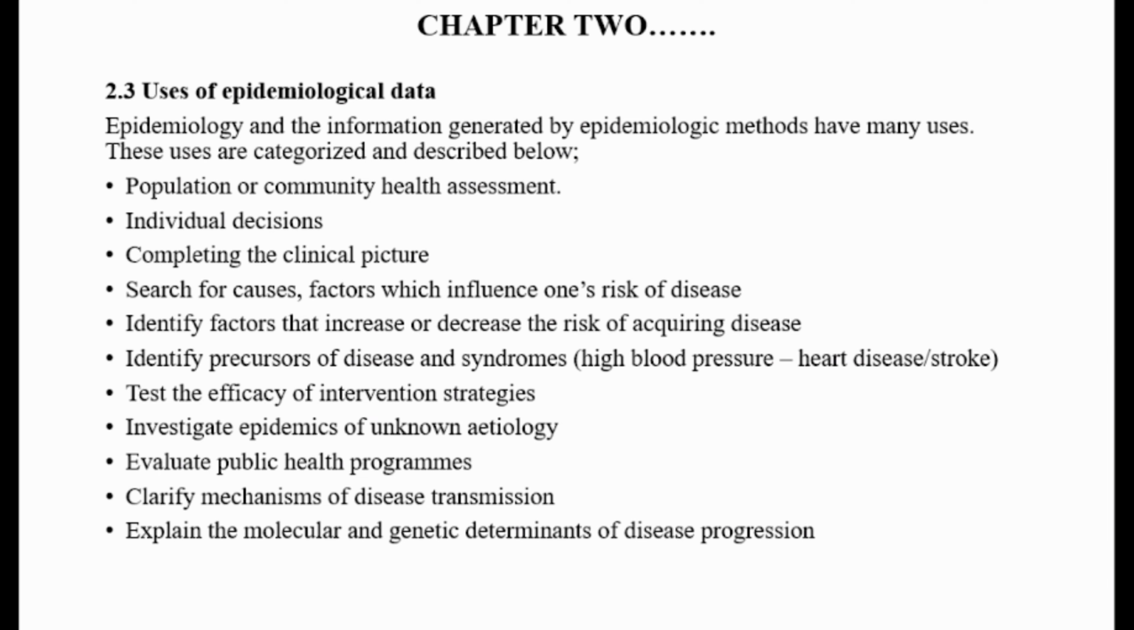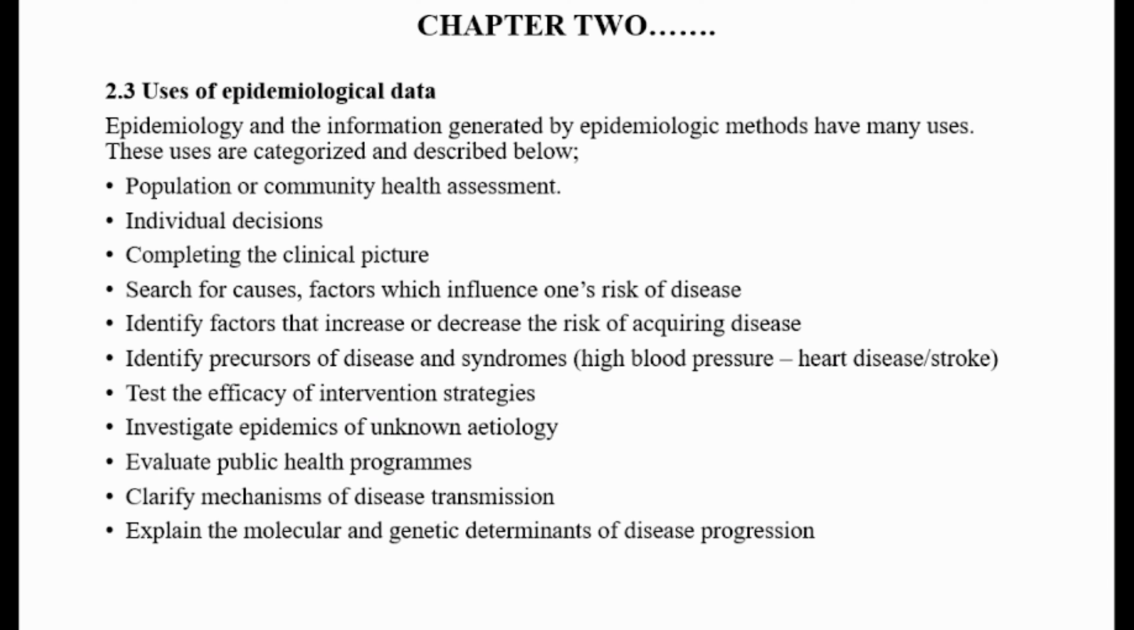Another use is in search of causes, factors which influence one's risk of disease. We're talking about, for example, malaria. Why is there malaria? We know the factors that can cause malaria. We know that it's the mosquito which causes malaria. So people are using mosquito nets. But why don't we maybe prevent the breeding of mosquitoes?